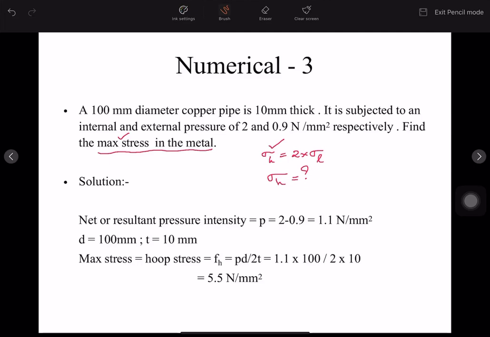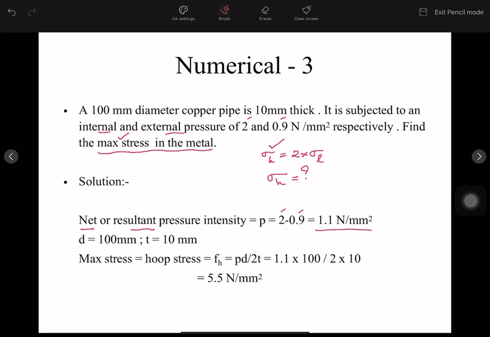And also he has mentioned that the copper pipe is subjected to two pressures. One is internal and another is external. So the net we need to calculate. So the net or resultant pressure will be internal minus external. So 2 minus 0.9 will give 1.1 Newton per mm square.